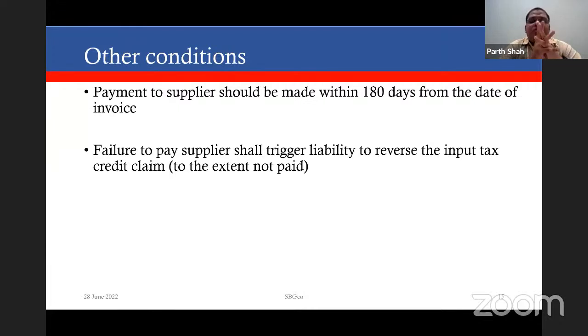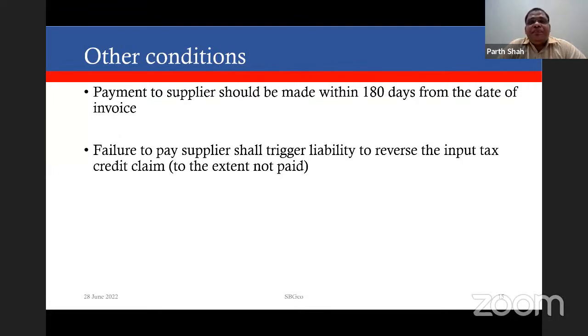When there is a failure to pay to a supplier. Again, the first three words, failure to pay, are very important. Failure to pay would entail that there is a liability to pay. Let's say our agreement says that I have to pay in 1 month and I fail to pay. That is known as failure to pay. But if it is a case where the payment terms itself say that I have to pay after 6 months or after 1 year, that may not be counted as a failure to pay.